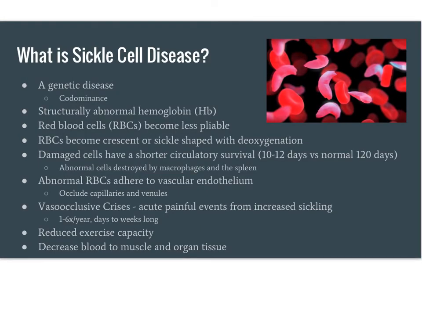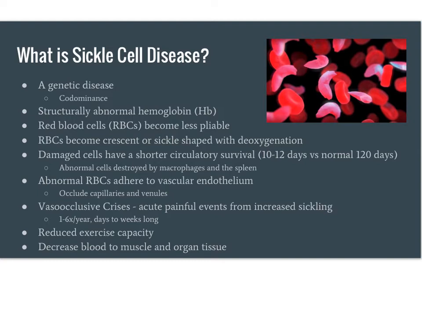Sickle cell disease is a codominant genetic disease that causes the body to produce abnormally shaped hemoglobin. The abnormal hemoglobin does not bind oxygen as well as normal hemoglobin and causes the red blood cells to become misshapen and less pliable and flexible. The crescent-shaped or sickle-shaped red blood cells have a much shorter lifespan than regular blood cells, as they are destroyed by the body's macrophages and the spleen.